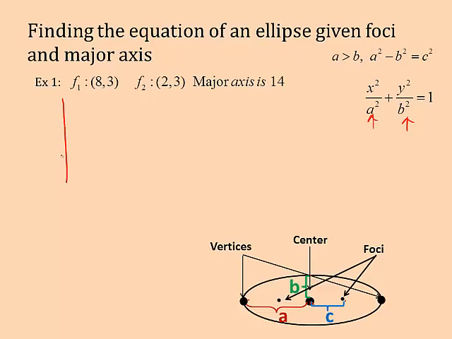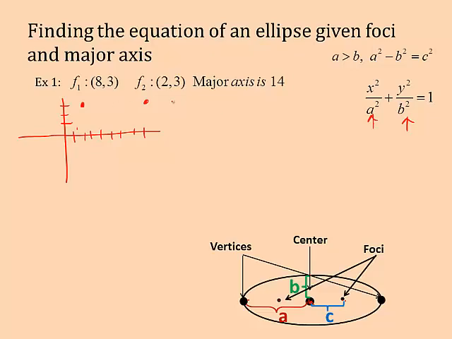First of all, graph it. Okay. So (8, 3) is one foci. (2, 3) is the other one. All right. Now, if you remember, look at your diagram down here. Right in the middle of the two foci is the center. It's the midpoint between those two.